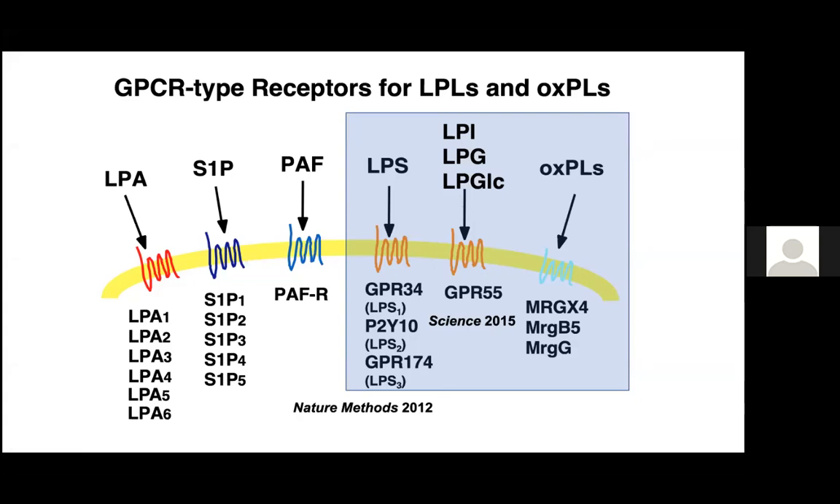Although their detailed functions are not yet known, recently, several GPCRs that respond specifically to oxidized phospholipid have also been identified. These are members of the Mas-related GPCR expressed specifically in DRG neurons. So through the functional analysis of these GPCRs, the functions of lysophosphatidyl inositol and oxidized phospholipids may soon be elucidated.